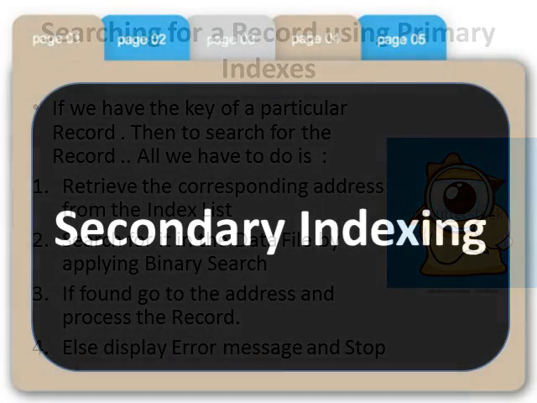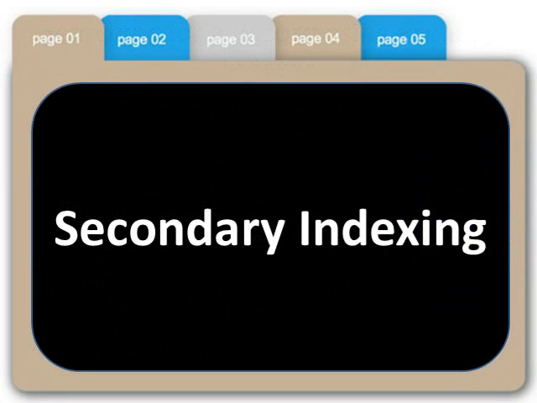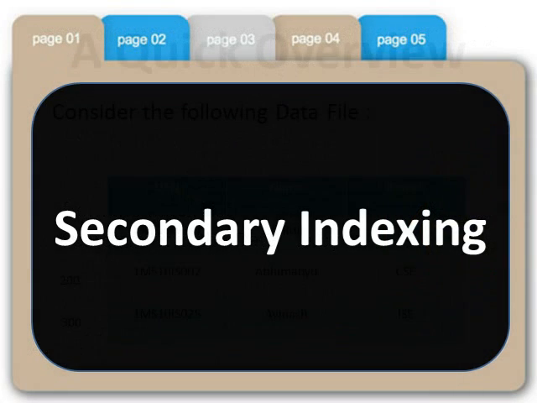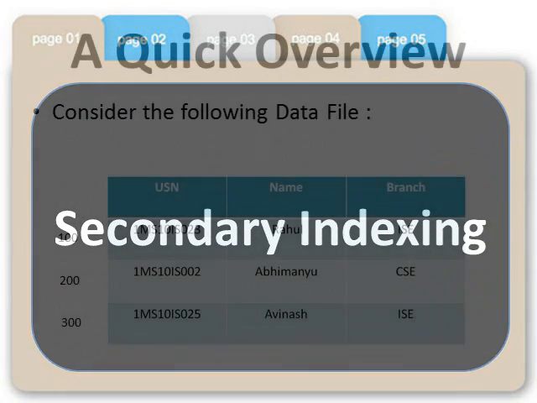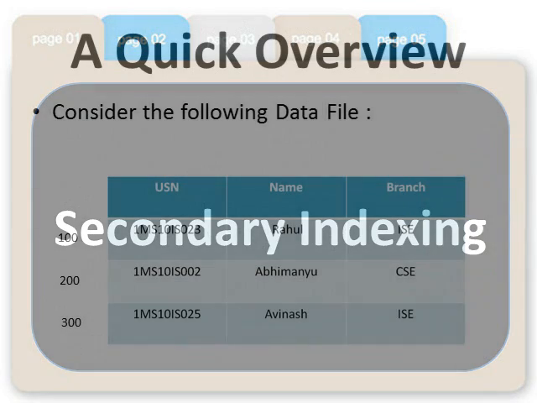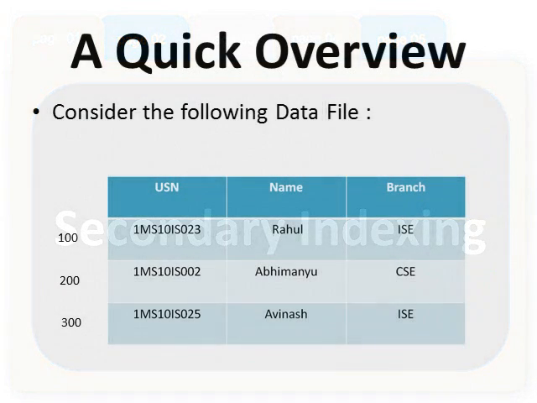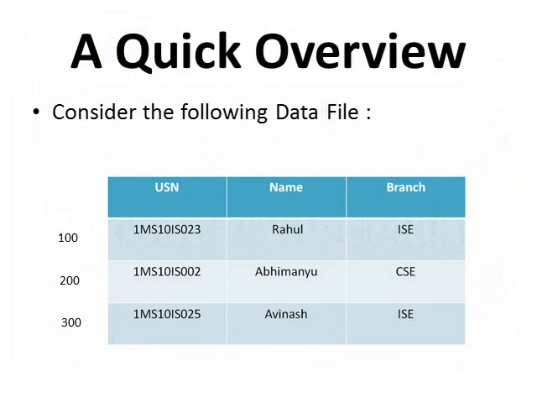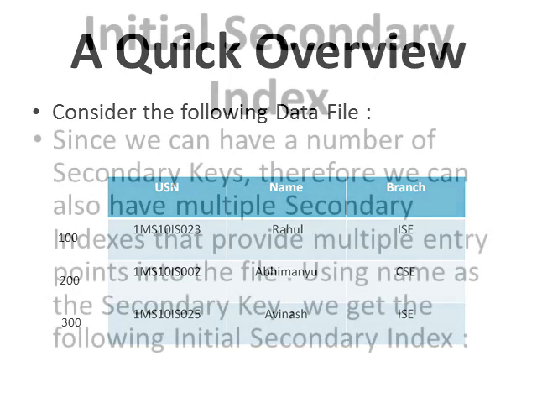Now we'll move on to the second type of indexing, that is the secondary indexing. A quick overview. Consider the following database as shown before. Three students' names are listed: Rahul, Abhimanyu, Avinash. Initial secondary index. Since we can have a number of secondary keys, we also have multiple secondary indexes that provide multiple entry points into the file. Using name as a secondary key, we get the following initial secondary index.